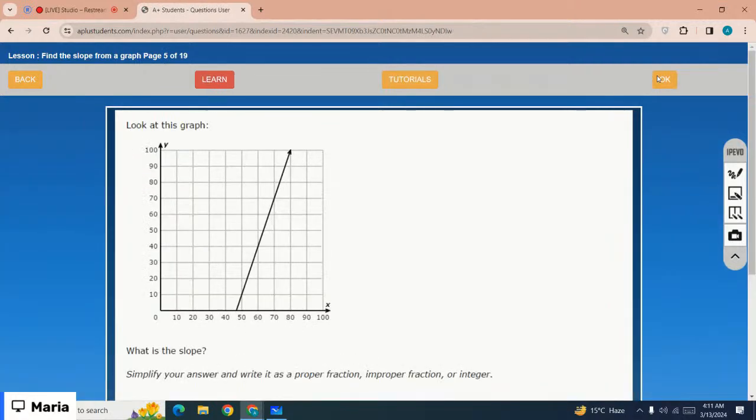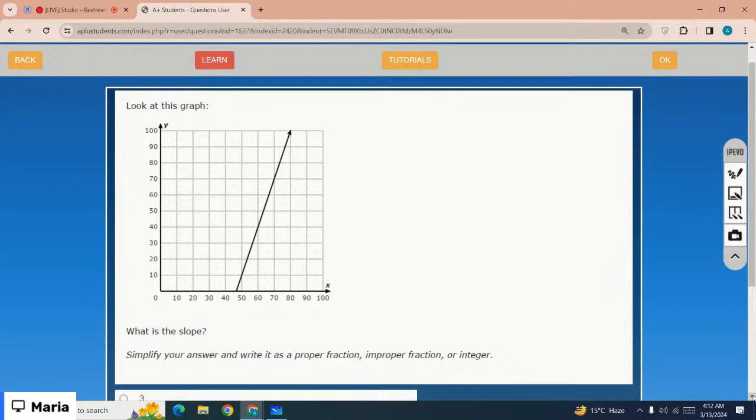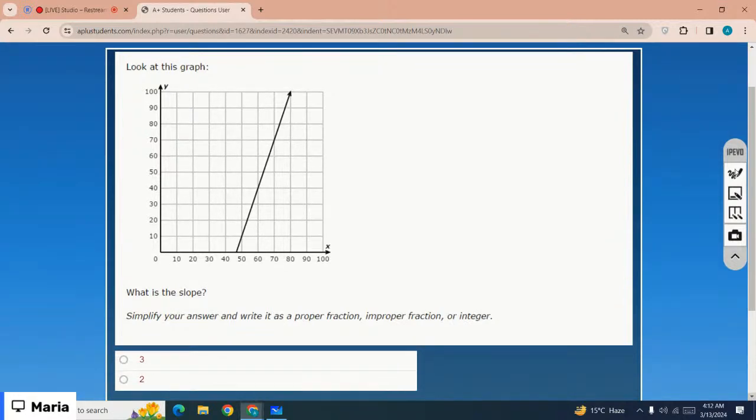Okay, the next one is: look at this graph, what is the slope? Just select any 2 points on the graph. Here is the first one and here is the second one. Extend them and make a triangle like this.